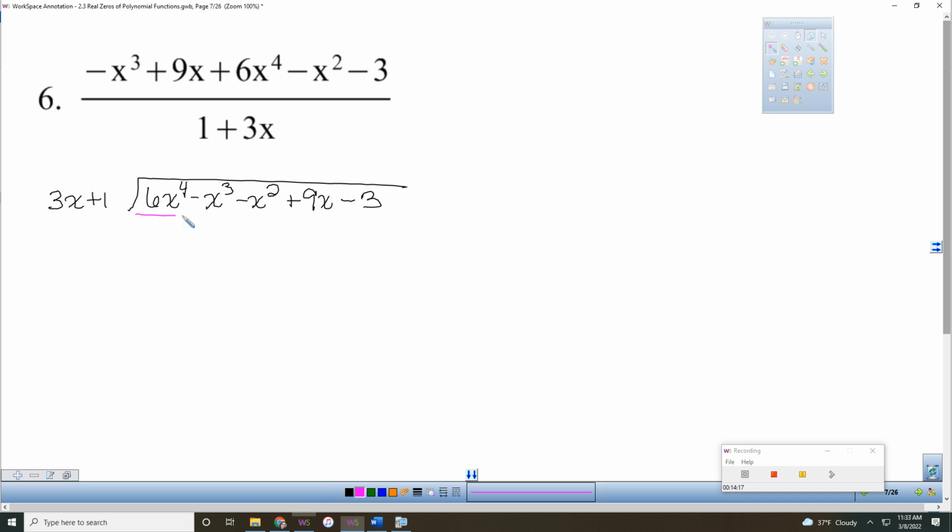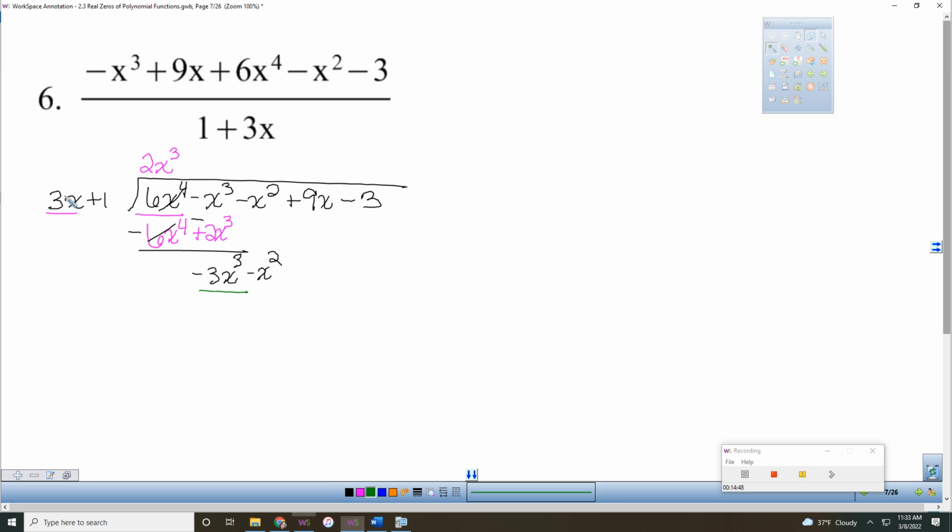And then I divide 6x to the 4th divided by 3x, and this time I'm just going to write it up here as 2x to the 3rd. All right, then I multiply. So 2x cubed times 3x is 6x to the 4th, and 2x cubed times 1 is 2x cubed. Then we subtract. So I'm going to change both signs. This one cancels, and this gives me negative 3x cubed, and I need 2 terms, so I'm going to drop down 1 more term.